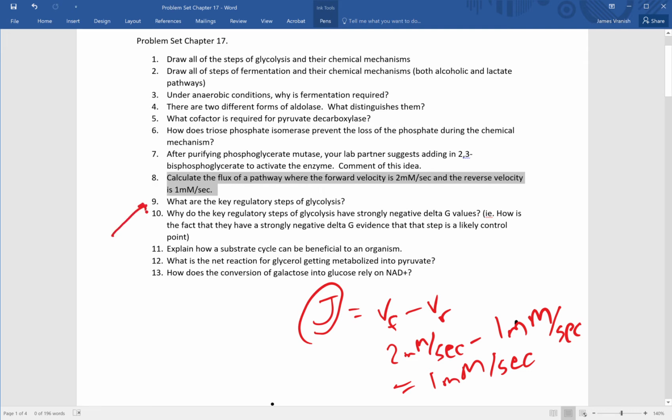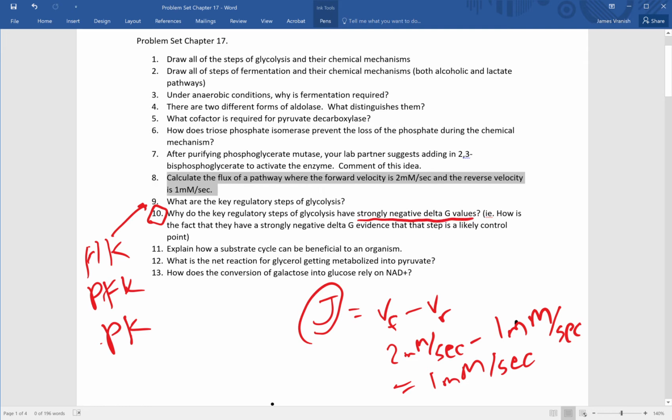Question number 9 here. What are the key regulatory steps of glycolysis? There are 3 of them. There's hexokinase, HK, there's phosphofructokinase, and there's pyruvate kinase. Those are the 3 key regulatory steps of glycolysis. Some of the evidence that these are the key regulatory steps comes from the fact that these have strongly negative delta G values.